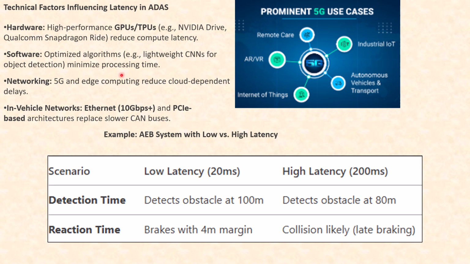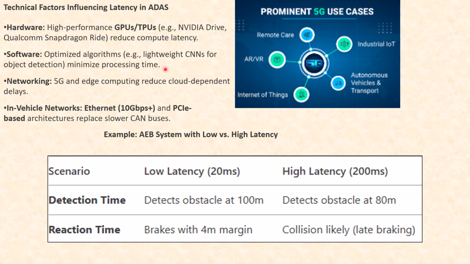So the technical factors that are influencing the latency are high performance GPUs or TPUs. Examples, NVIDIA Drive, Qualcomm Snapdragon Ride, which reduce the compute latency. And when it comes to software, optimized algorithms minimize processing time. And lightweight CNNs also minimize the processing time. A CNN or convolutional neural network is a part of the software, and when it is more optimized, it reduces the processing time.